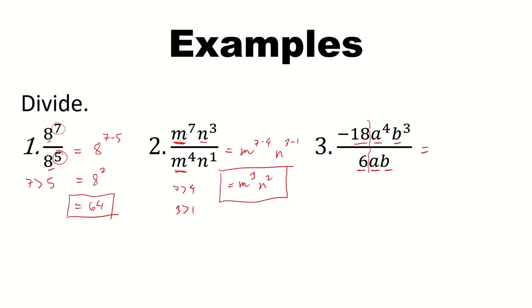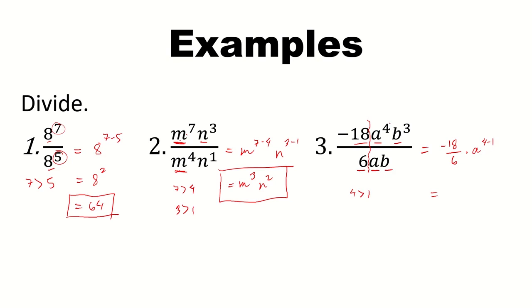Separate the coefficients. Think as if you're just dividing them separately from those variables a and b. So negative 18 divided by 6. Okay, as simple as that. And then afterwards, you deal with the a. The exponent 4 in the numerator is greater than the exponent in the denominator, a with an exponent 1. So that means you simply put an a, then subtract the exponents.